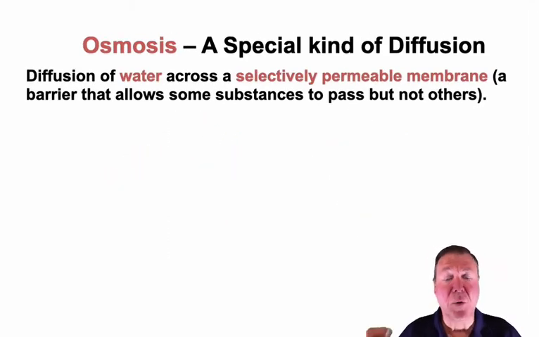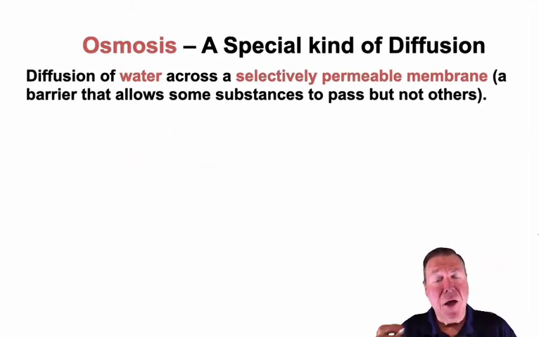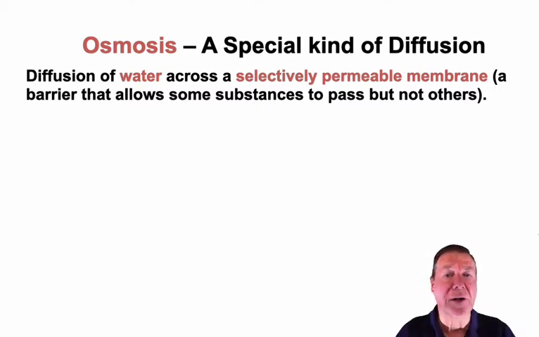Osmosis is a really special kind of diffusion. Up till now, what we've been talking about is balancing out the concentration of the solute. Remember the first unit when I talked about solutions, you have a solvent and a solute. The solvent is the part that is dissolving something. The solute is the thing that's being dissolved. So if you're making salt water, water is the solvent, salt would be the solute.